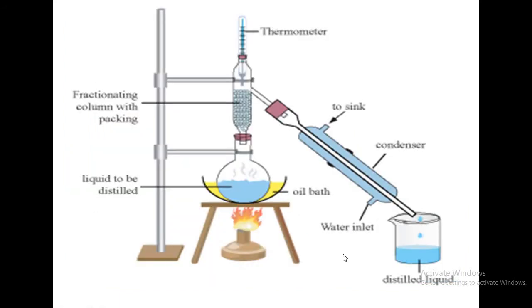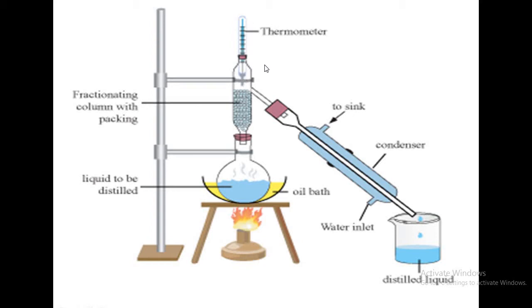As you can see in this diagram, we are using a fractionating column, a round bottom flask, a source of heat, a condenser, and a collecting jar. If we have a mixture of ethanol and water and we start heating it, what will happen? That mixture will start boiling off, and the water and ethanol vapors will start moving from here, the round bottom flask, to the fractionating column.